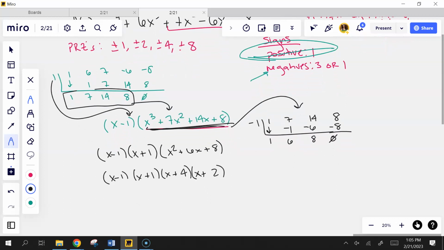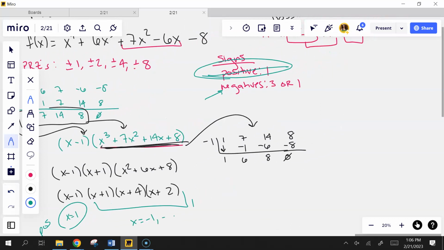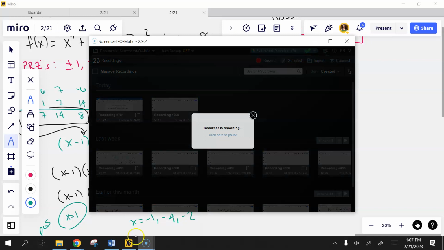If I solve these, I get 1 positive and 3 negatives. Isn't Descartes pretty cool? You should see it. They were picking on me in college.